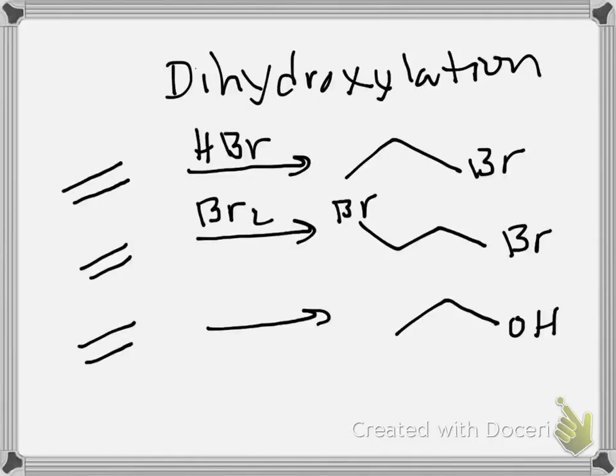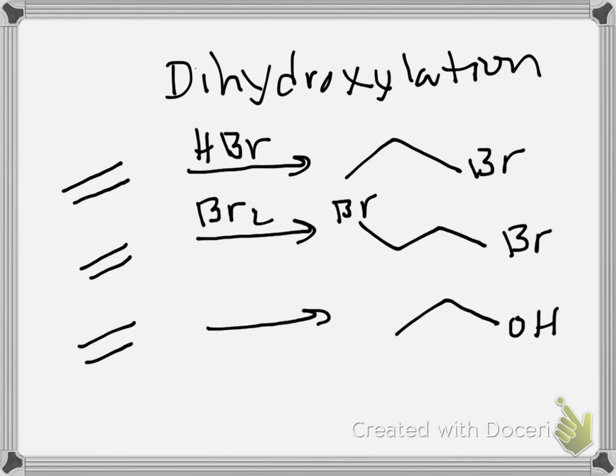Okay, so let's look at another new reaction. Just as a bit of review, earlier in this chapter you learned how to add one bromine to a carbon-carbon double bond, and you were actually adding a hydrogen to the other carbon of that carbon-carbon double bond. You also learned how to add two bromines to the carbon-carbon double bond. You've learned several ways of making alcohols from a carbon-carbon double bond.